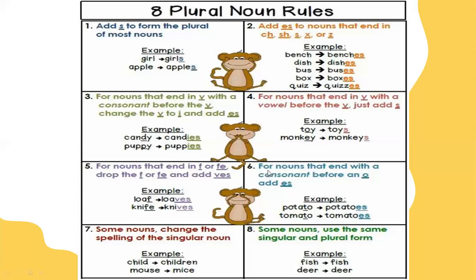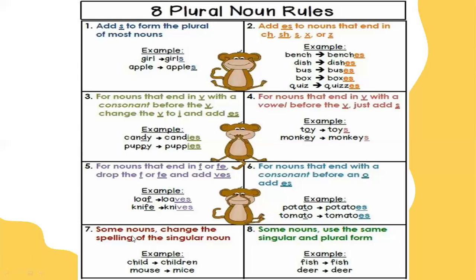And look at the sixth one: for nouns that end with o, with a consonant before o, add es. So the word is ending with o and before that we have a consonant. In this case you have to just add es. So potato, potatoes, tomato, tomatoes.